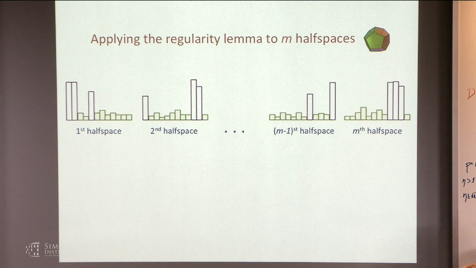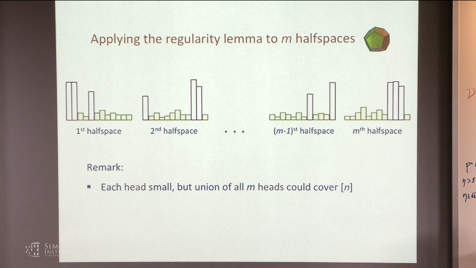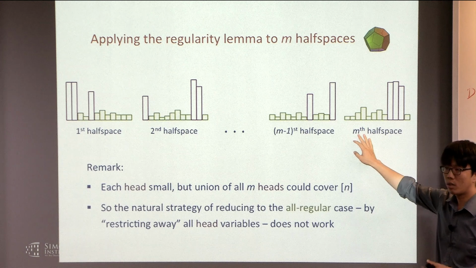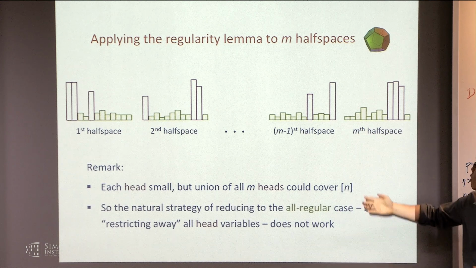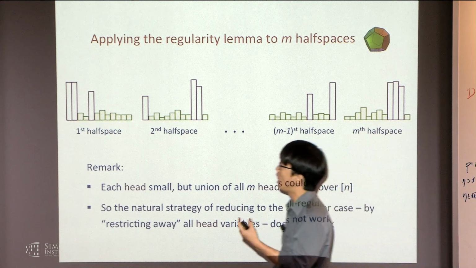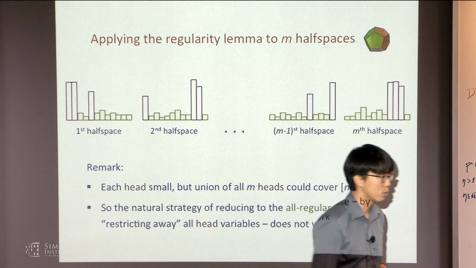Again, for each of them, think of it as literally 10 or 3. One quick remark I'd like to make is that each of the heads is small. Each of the heads has size at most 10. However, we are dealing with m many half spaces, which is more than n, say n squared. So the union of all m heads could cover all of n. So there's a naive strategy here, which is to restrict away all the head variables. That's not going to work when you're dealing with more than n half spaces. If you restrict away all the heads, you may be left with nothing. The first half space may have the head being x1, the second half space may have the head being x2, and so on and so forth.